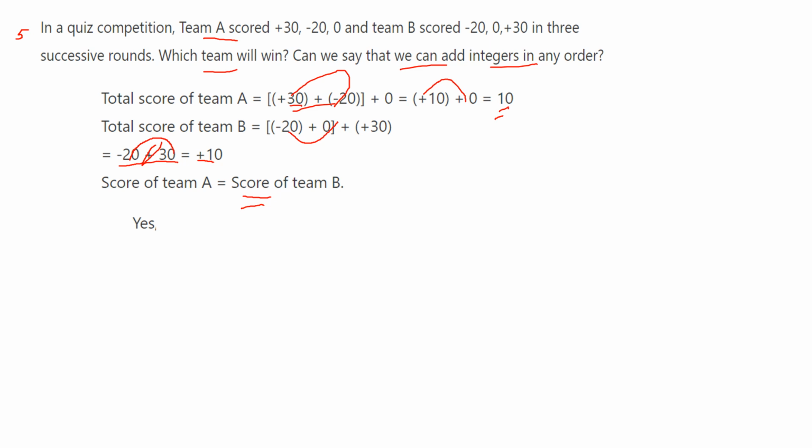Can we say that we can add integers in any order? Here you see first 30, minus 20, 0 also gives 10, and minus 20, 0, 30 also gives the same. So the same numbers in a different order can give the same answer. So the answer is yes. Yes, we can say that we can add integers in any order.